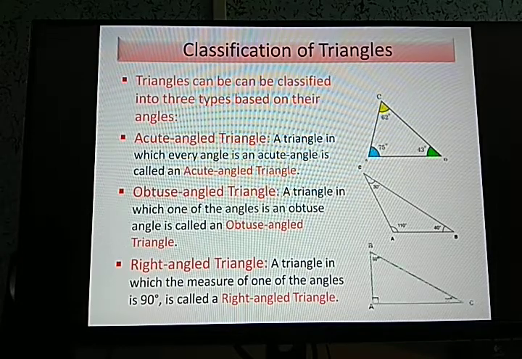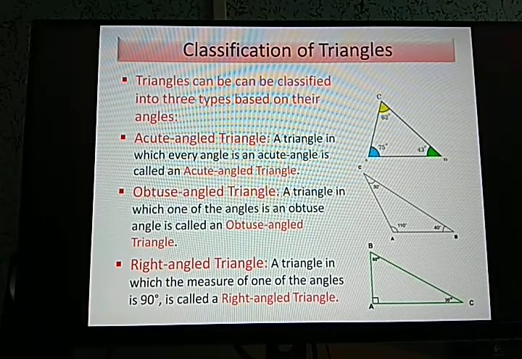So let us see. Here triangle BAC is a right angle triangle. Here also you can see that only one angle, that is angle A, is 90 degrees. The other 2 angles are acute angles, 60 degrees and 30 degrees. Clear? So this was all about the classification of triangles.